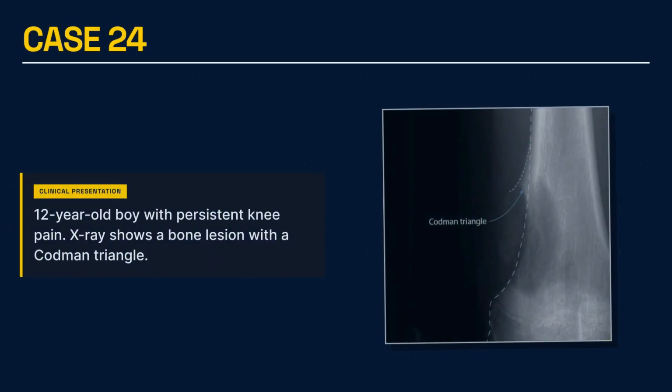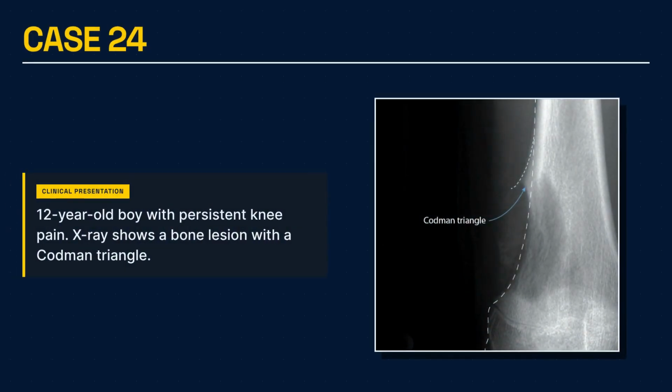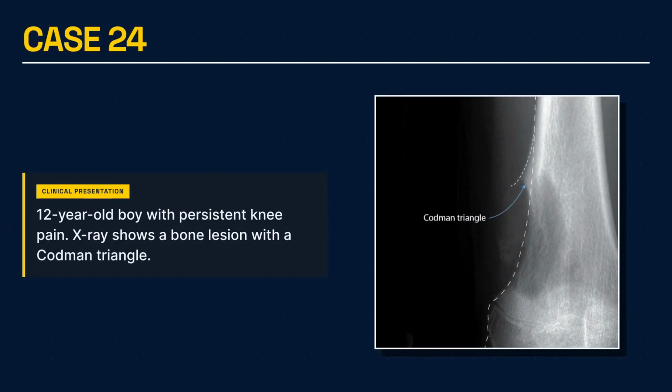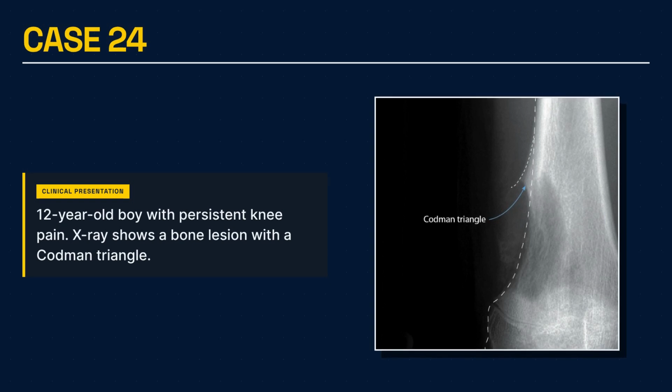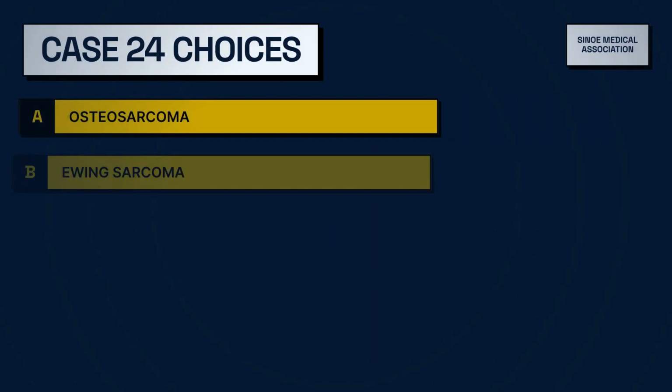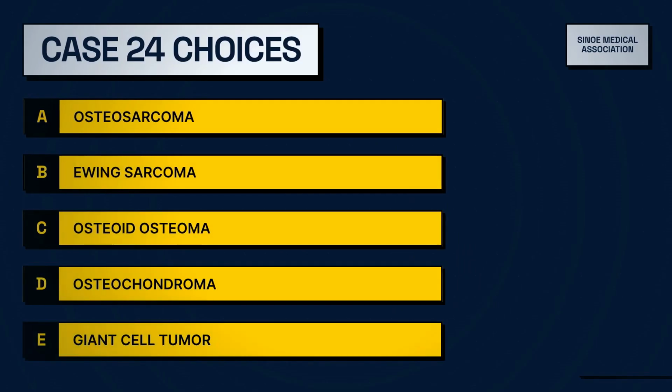Case 24. A 12-year-old boy presents with persistent left knee pain. X-ray of the femur reveals a large destructive lesion in the metaphysis with a periosteal reaction known as a Codman triangle. What is the most likely diagnosis? A. Osteosarcoma, B. Ewing sarcoma, C.